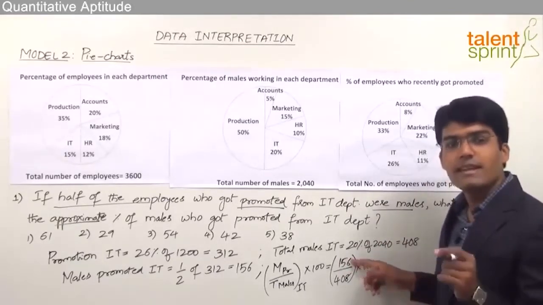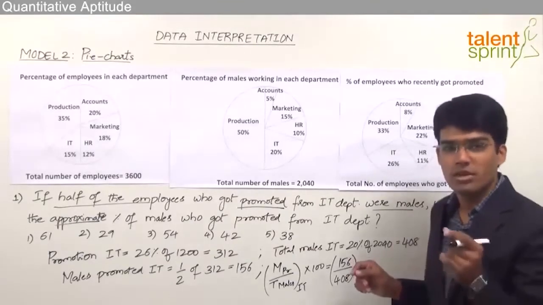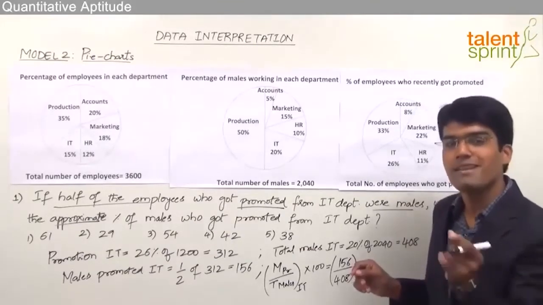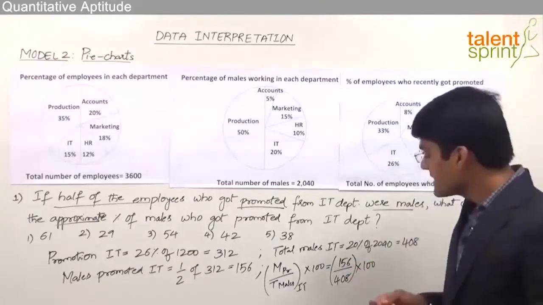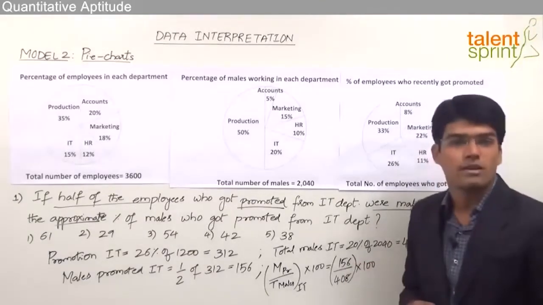So we are here taking 40 4 times. 40 we know is 10%. 10% is being taken 4 times. 10% into 4 is 40%. So we can say that this is approximately 40%.